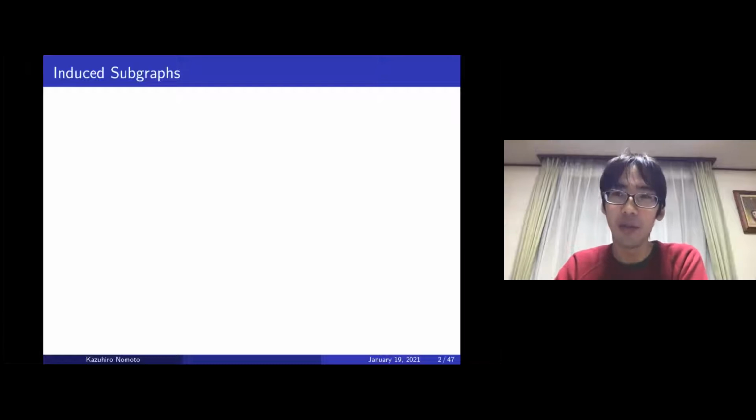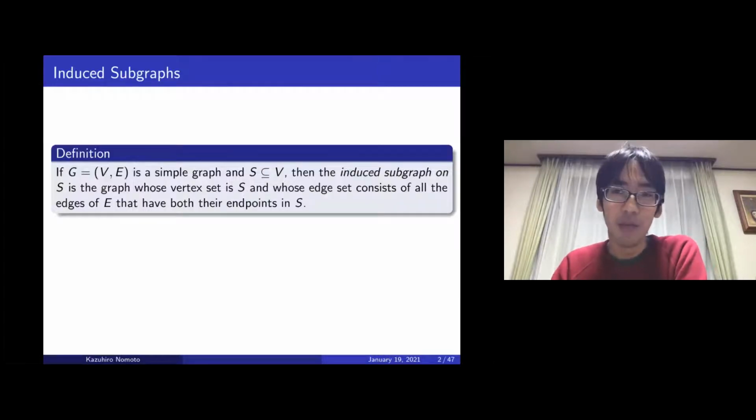So today I'll be talking about IT-free and triangle-free binary matroids. Before I do so, I do want to say a bit about induced subgraphs because that's where it all starts. So everyone knows the definition.